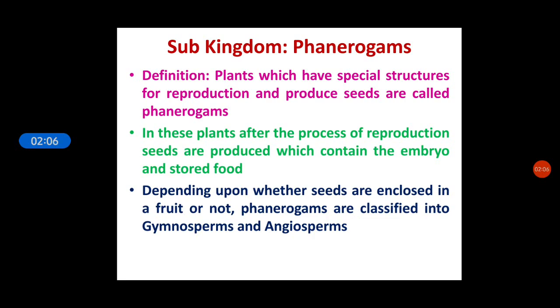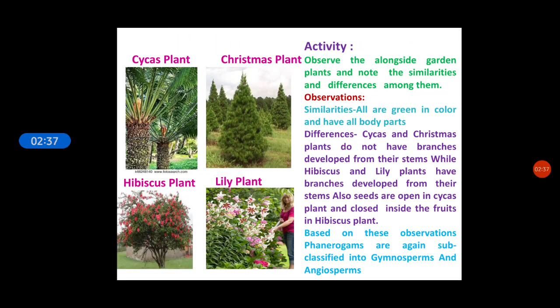These are multicellular, eukaryotic and chlorophyll containing plants. These plants have a vascular system, that is xylem and phloem, for conduction of water and food respectively. These are the higher terrestrial plants. Depending upon whether seeds are enclosed in a fruit or not, phanerogams are classified into gymnosperms and angiosperms. Let us see what is the difference between the gymnosperms and angiosperms. We can understand that from the following activity.